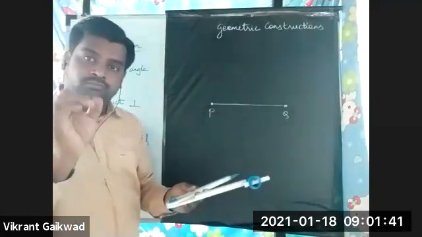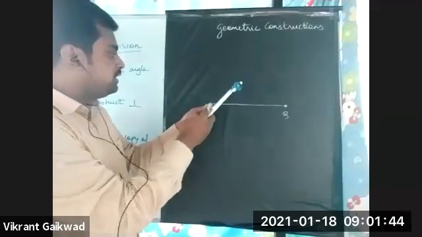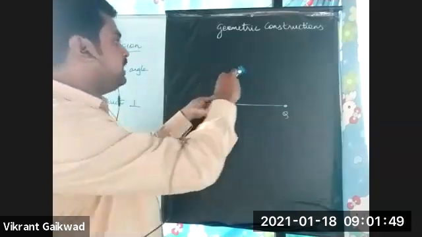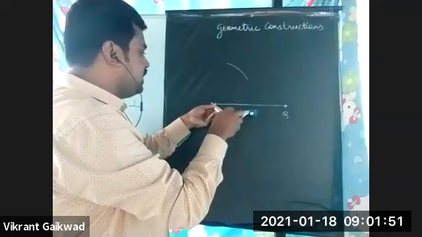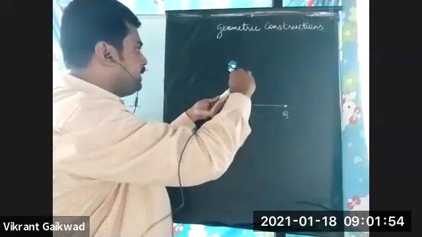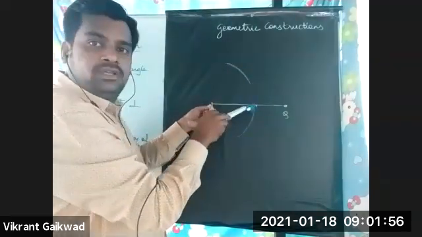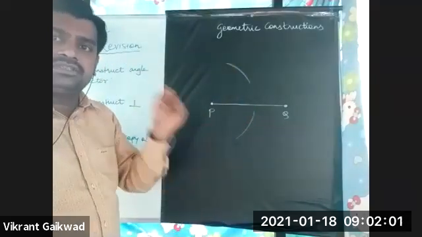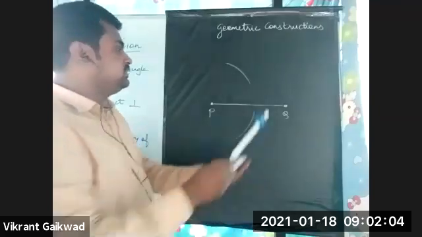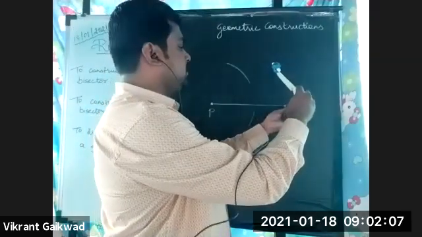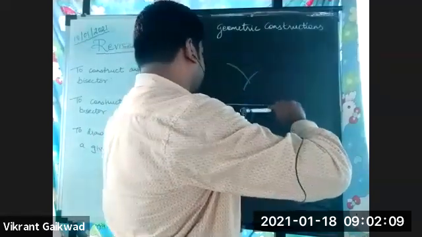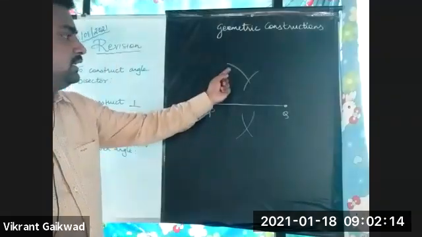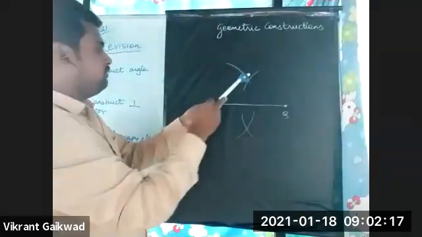Now, from there, keep the tip at point P and cut an arc above PQ and below PQ. Check. Tip at P, above and below. Is this clear? Same distance, need not change. Keep the tip at Q, above and below. Check. You get the intersections of the two arcs above and below the line.